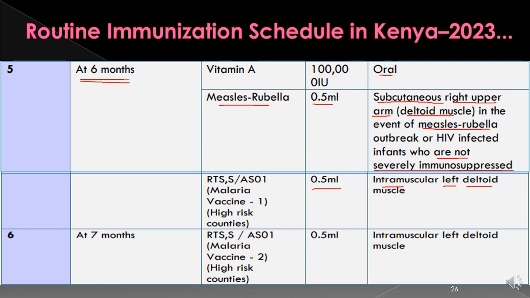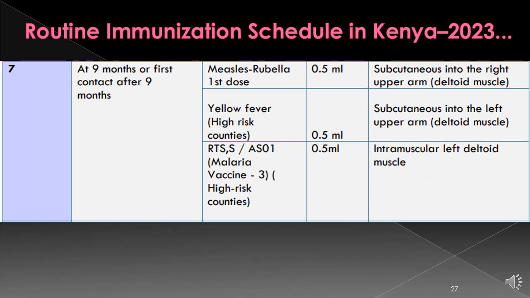And again, this will only happen for those who are living in the high malaria risk counties. These are the ones who come back for the second dose of the malaria vaccine. The dose does not change, the route and the site do not change. Then the child goes home, or the infant, and you give them a return date for 9 months.